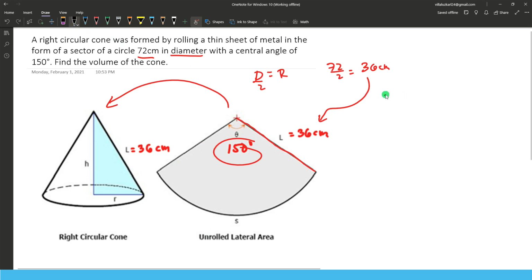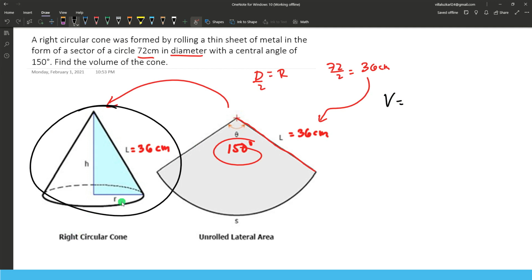So in finding the volume of the cone, we need the radius and the altitude, because the volume is one third of the area of the base times the height.